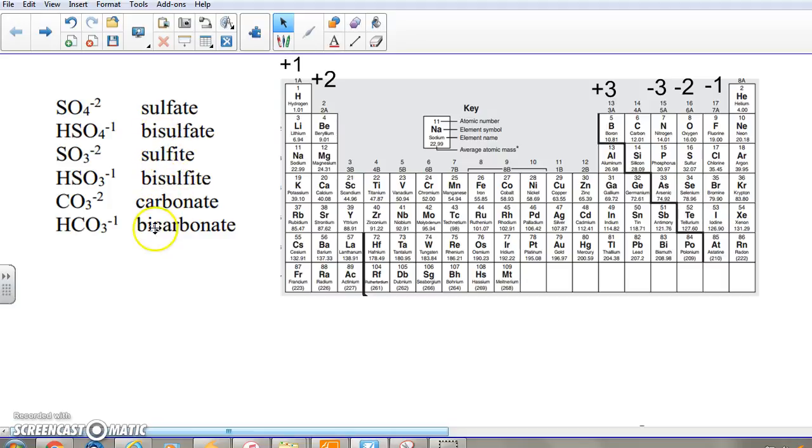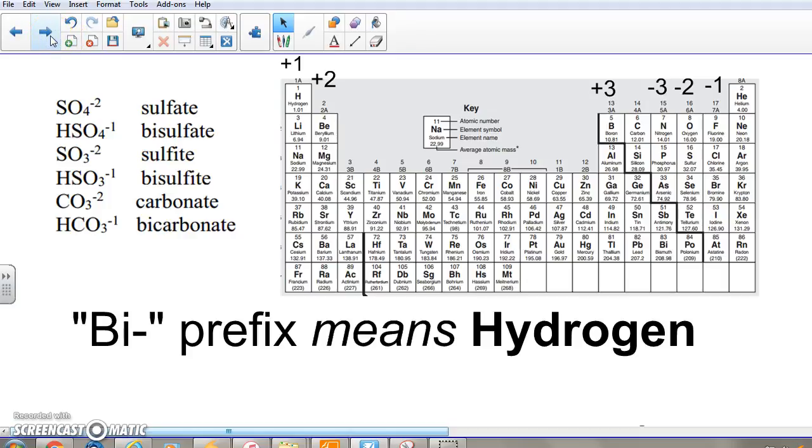So we see scattered throughout here the prefix bi, which we have to be really careful with, because in your life you have always correctly associated the prefix bi with the number 2, the bicycle, for example. And that is not going to work here with ions. That is not what the bi prefix means. In ions, if you ever see a bi prefix like this, it does not mean 2, it means hydrogen. It means that there's a hydrogen in it.